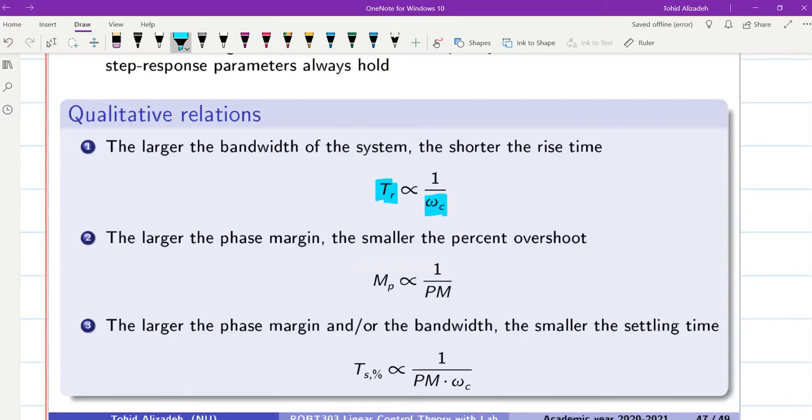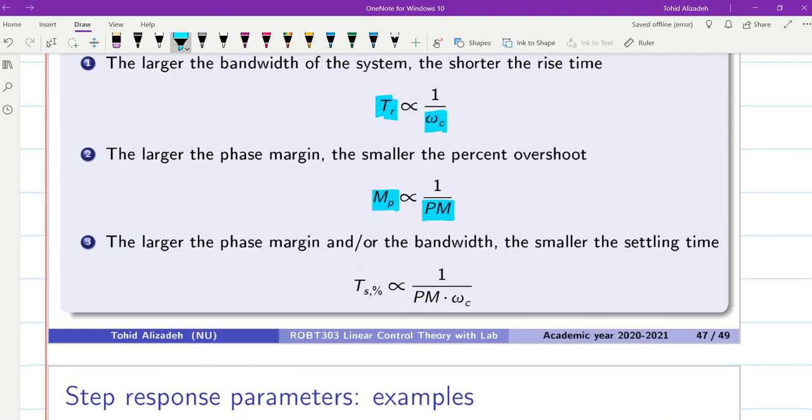We also have the relation between the overshoot and the phase margin. If the phase margin decreases, the overshoot will increase. If the phase margin increases, the overshoot will decrease. And this should also make sense, because as phase margin goes towards 0, we are going towards instability, and over there the overshoot will increase. At some point it will reach 100, and then the system will become unstable.